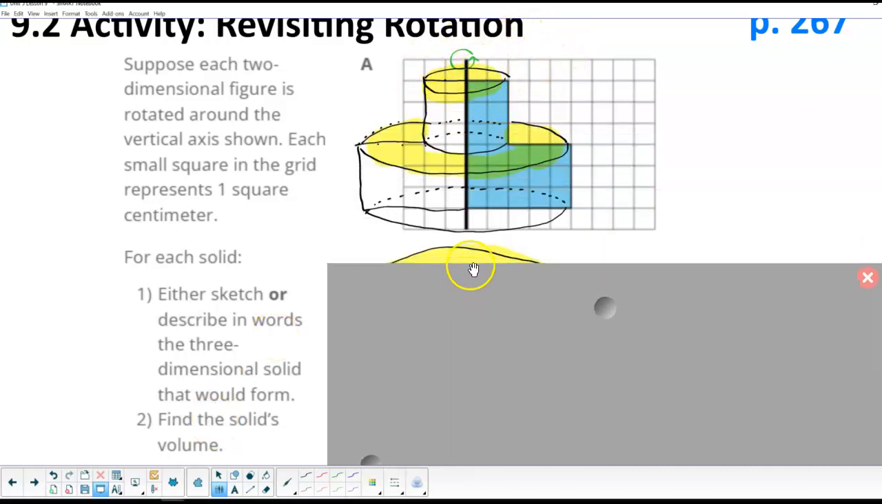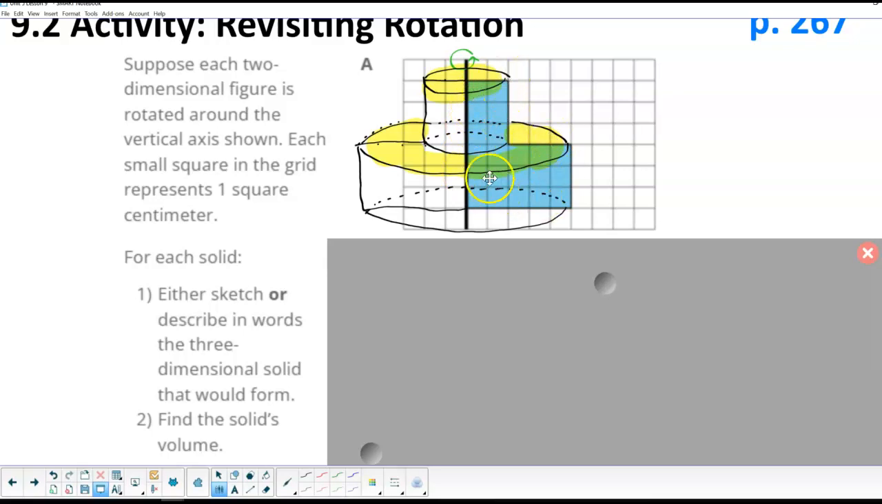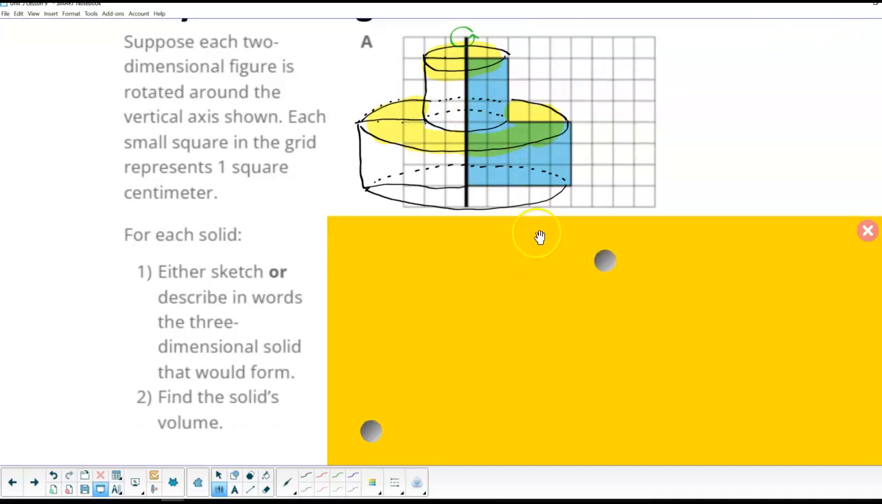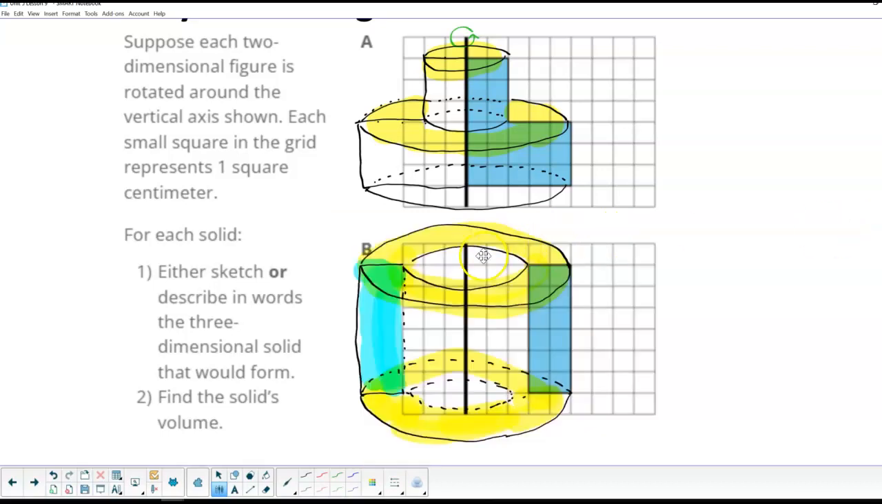So here I drew the first one. If the blue shape was rotated vertically around this axis right here, it would kind of look like a two-tiered wedding cake, if you want to think of it like that. I tried to highlight the top pieces of the cake, but you can see that there's basically a cylinder on top of another cylinder.